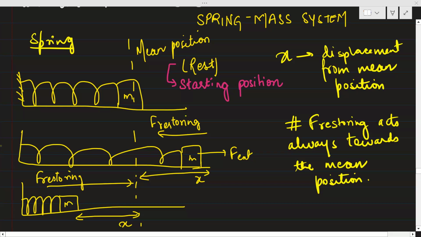Ma'am, what did you write on the block M in the second figure? Where M, F external. Oh, external force. Okay, ma'am.